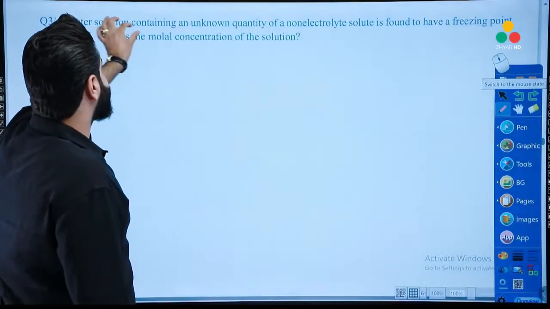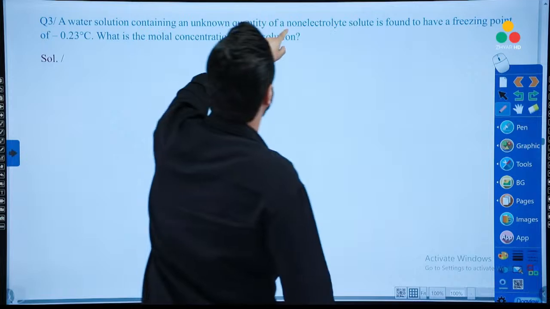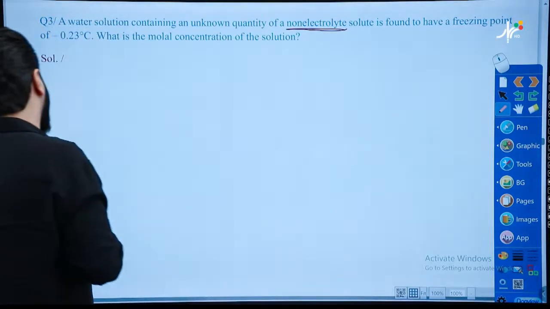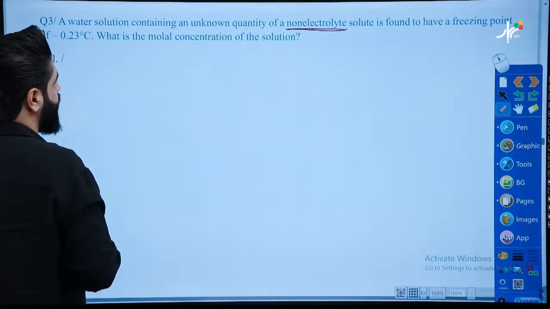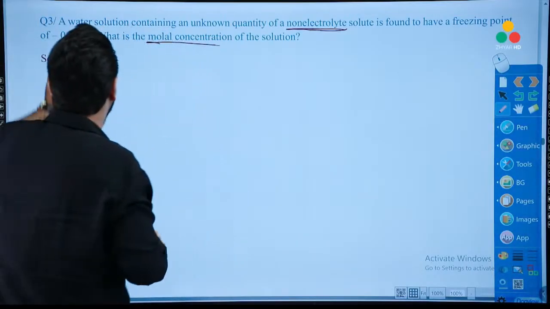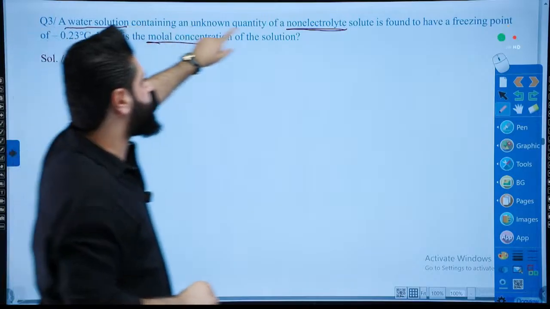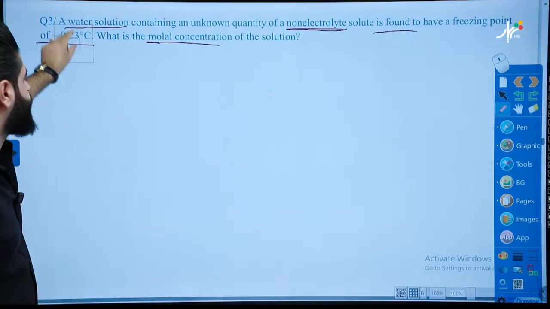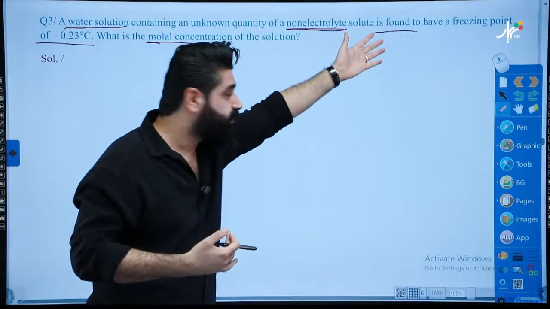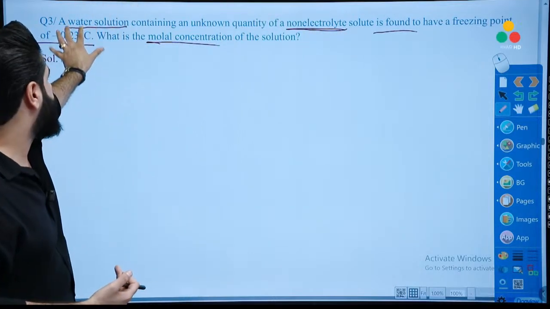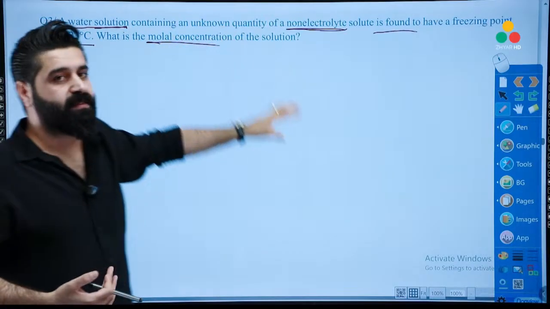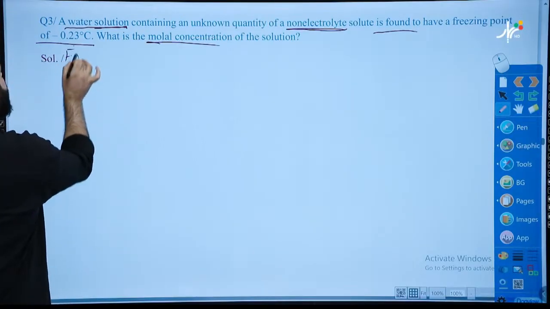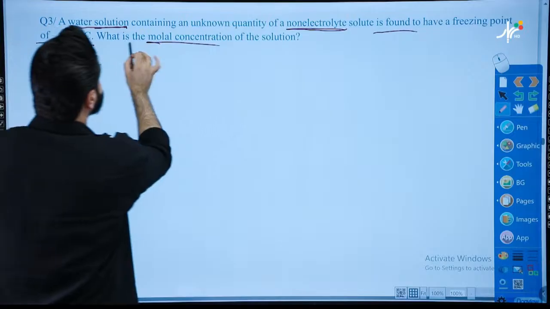Okay, a water solution containing an unknown quantity of non-electrolyte. Okay, the solid is a non-electrolyte. It is found to have a freezing point of negative 0.23 Celsius. What is the molar concentration? Look, a water solution is found to have this freezing point. It means this is the freezing point of the solution. Something that has been dissolved in water has this freezing point. So this is FP of solution. Good. What is the molar concentration?